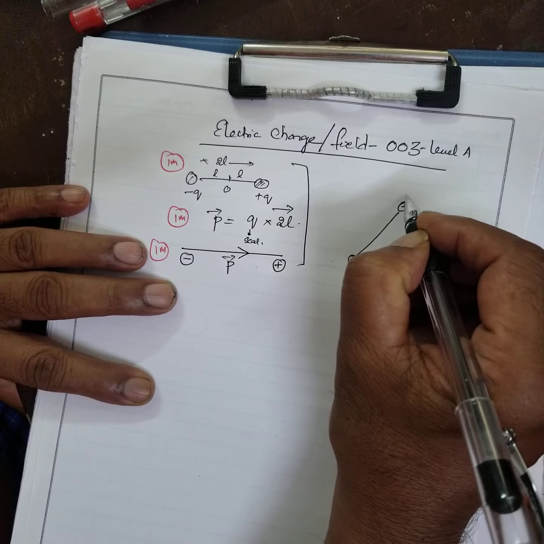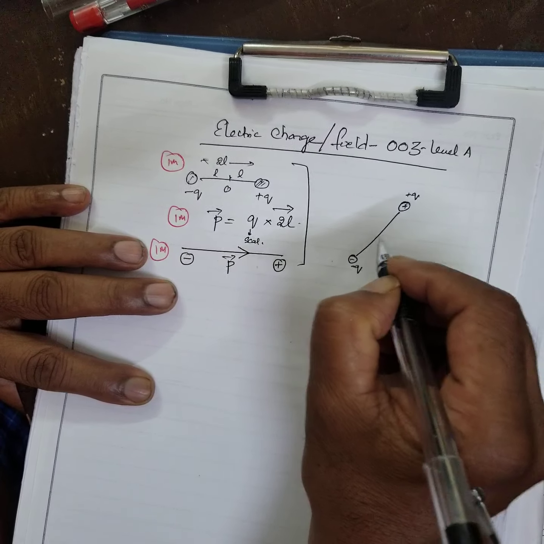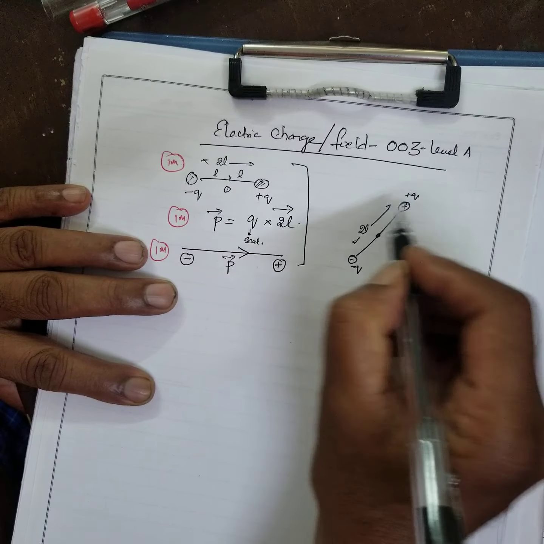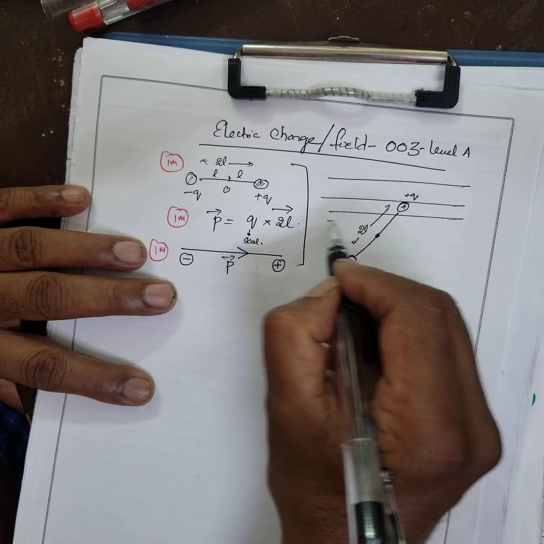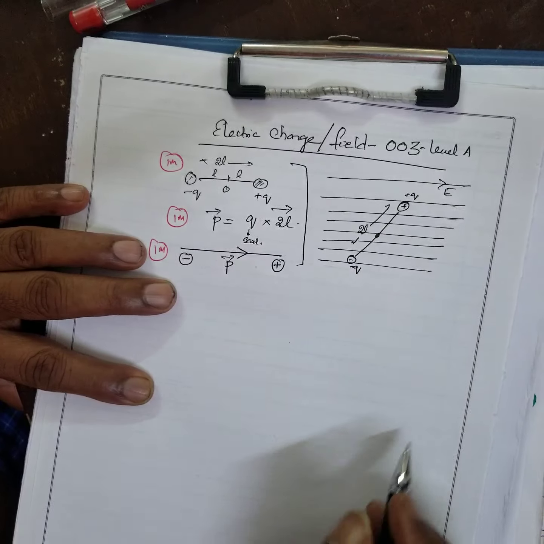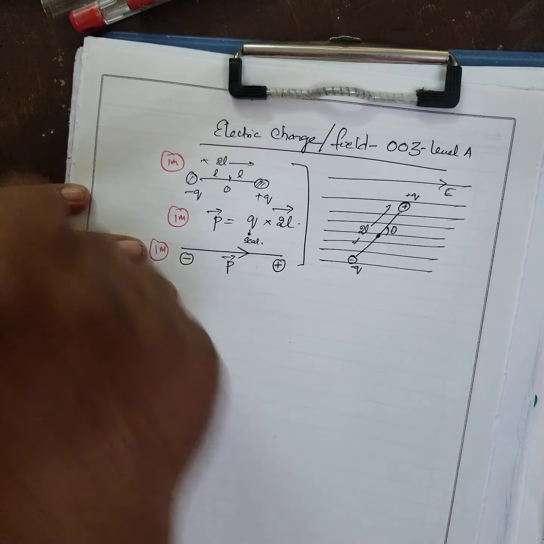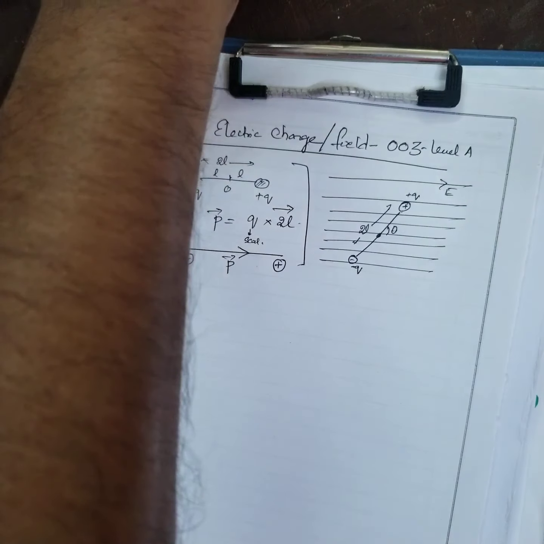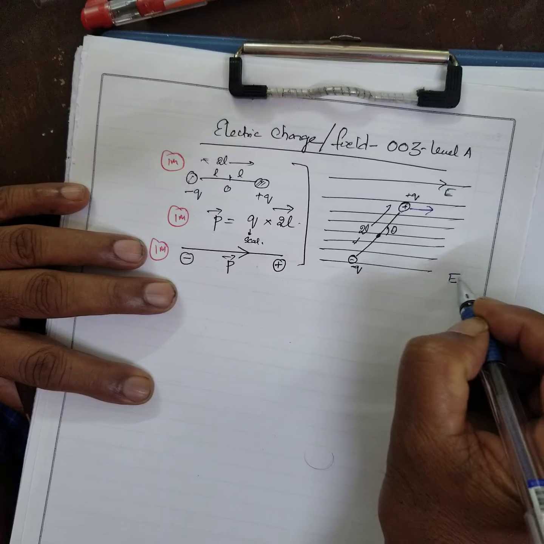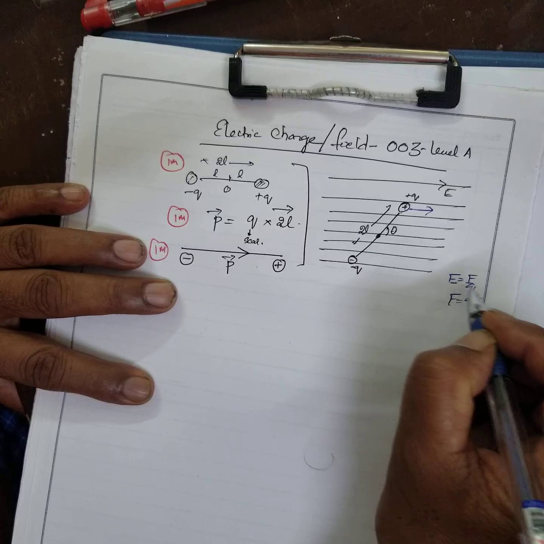A dipole with plus q and minus q, of length 2L, is kept in a uniform electric field E, which is inclined at an angle theta. What will happen? It experiences a force. What is the force? Force per unit charge, so the force is equal to charge into E.